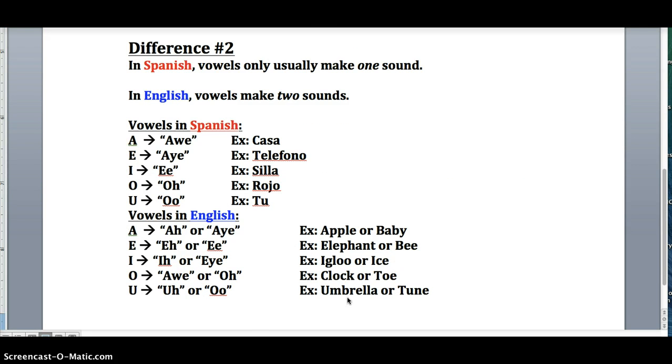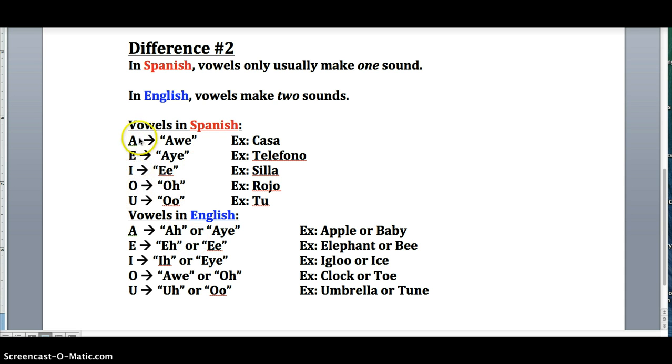The second difference from Spanish to English is that Spanish letters only make one sound. In English, vowels can make two sounds. They usually make two sounds. So let's look at some examples. Here are the vowels. We have the same vowels, but in Spanish they only make one sound, and they make different sounds than what they do in English.